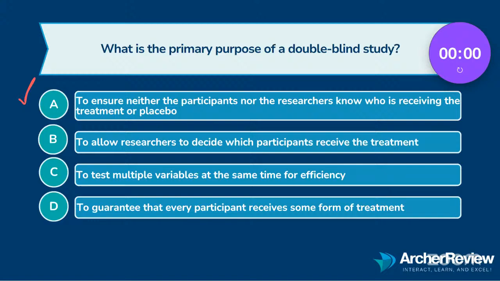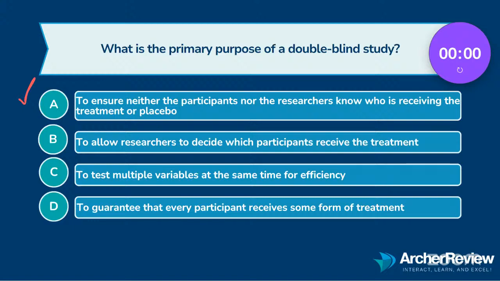Now let's take a look at our others. B, to allow researchers to decide which participants receive the treatment. That would be bias, just boldly. We talked about yesterday, an example of that is if a company has a diet pill and they go out and they choose all young, 20-something fit people who eat really, really healthy, that's going to have an impact on their results than if they actually choose a heterogeneous group of all ages, all races, all lifestyles. And so bias comes into play when they decide which participants are receiving treatment.